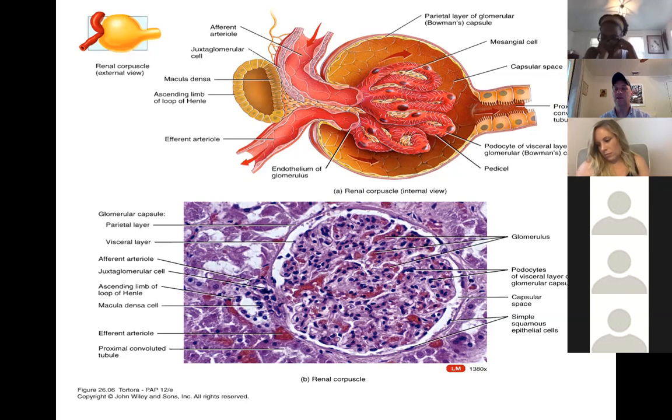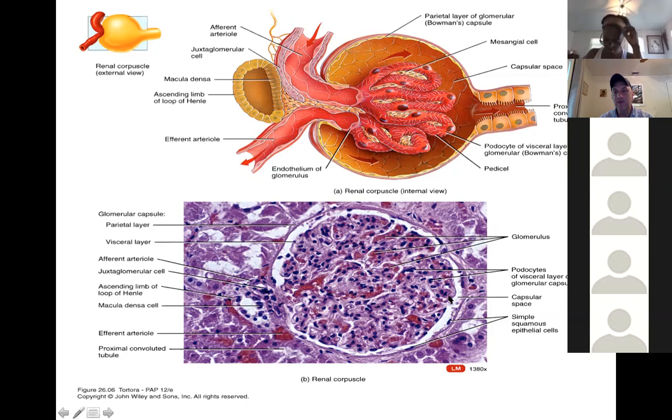If we were to take your kidney, take a slice of it, and actually take a look at that capsule, you don't see this cartoon here. What you see looks like a bunch of cuboidal cells surrounded by some blood vessels, right? But that's actually what's happening. And in this little tiny space here, that's where the fluid is moving into, such that it will actually exit out now through that proximal convoluted tubule.